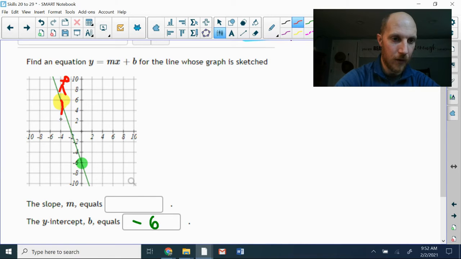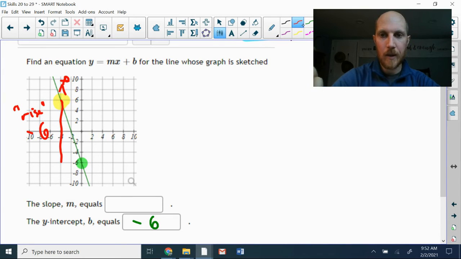My graph walker standing right there, it'd have to go down 1, 2, 3, 4, 5, 6. So I'm going down, I'm going to call that negative. That's my rise. And the run is 2 spaces.